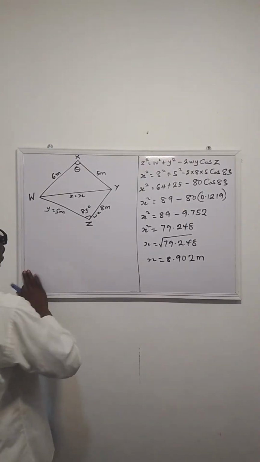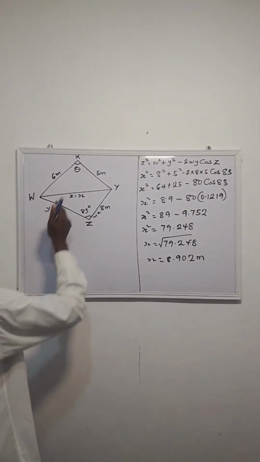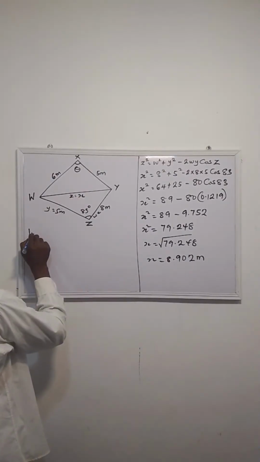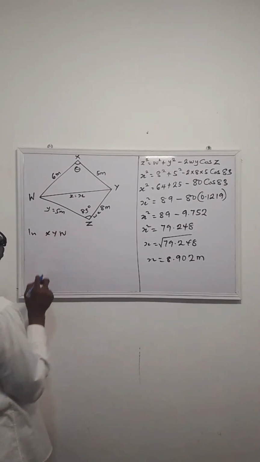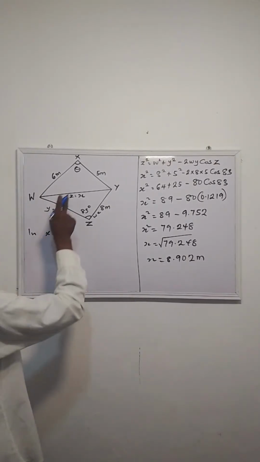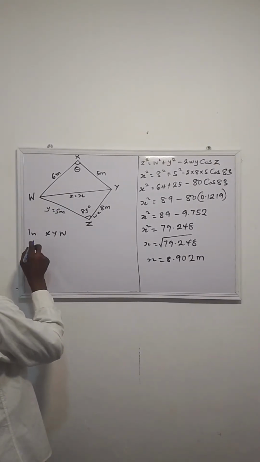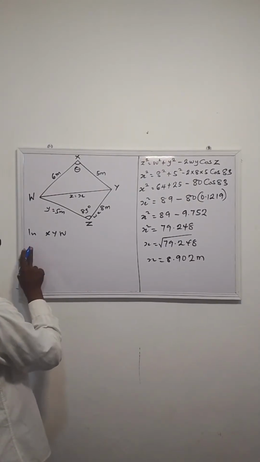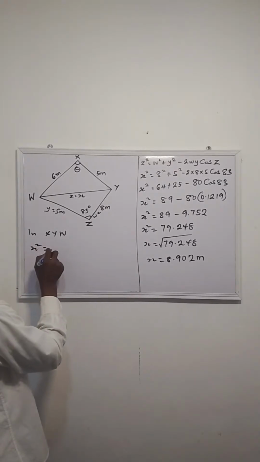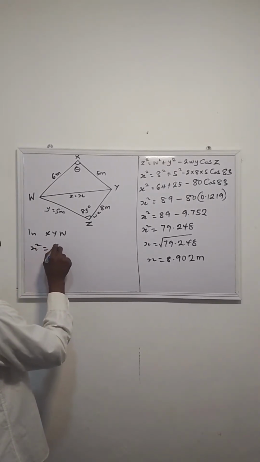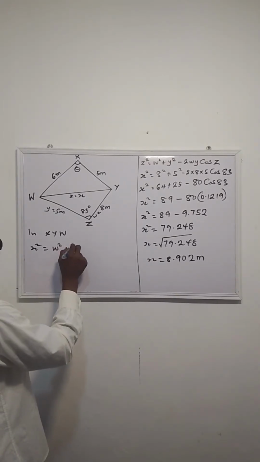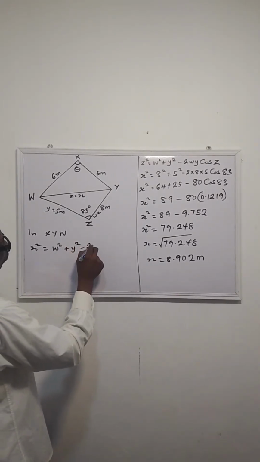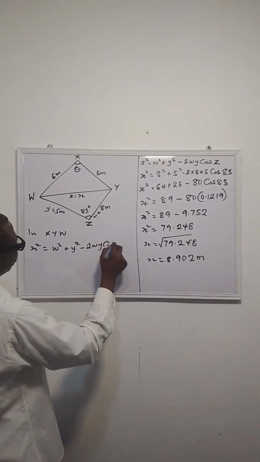So I'm still going to use this. Now look at it in triangle XYW. We have that x squared equals w squared plus y squared minus 2wy cos x.